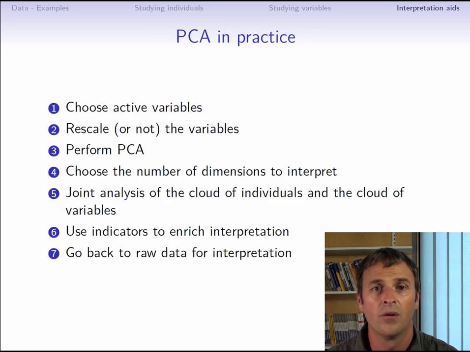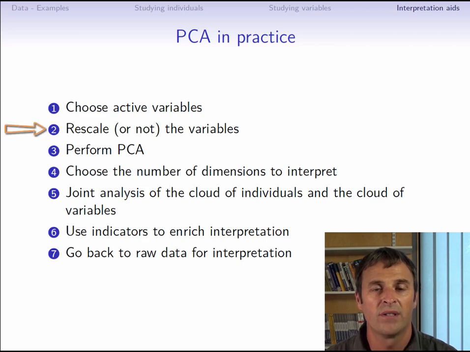To conclude, how do we implement PCA in practice? First, we must choose which variables will be active, that is to say, which variables will be used to calculate the distances between individuals, and which variables will be kept aside as supplementary. These supplementary variables don't contribute to building the dimensions, but may be used for interpreting them.